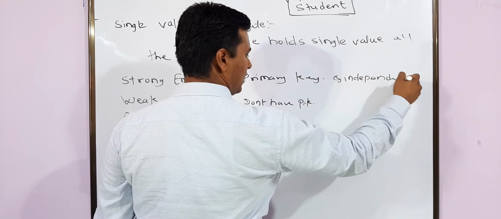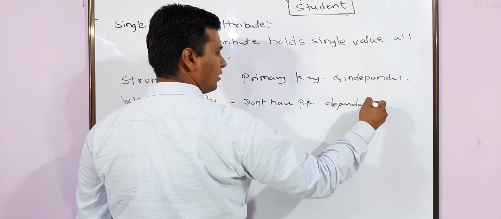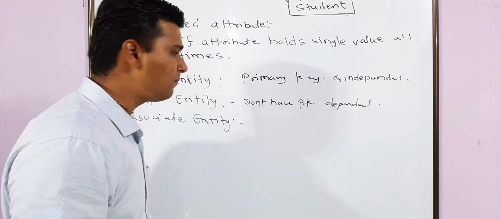And a weak entity will be dependent on different attributes of different tables. Okay, let's see the example.